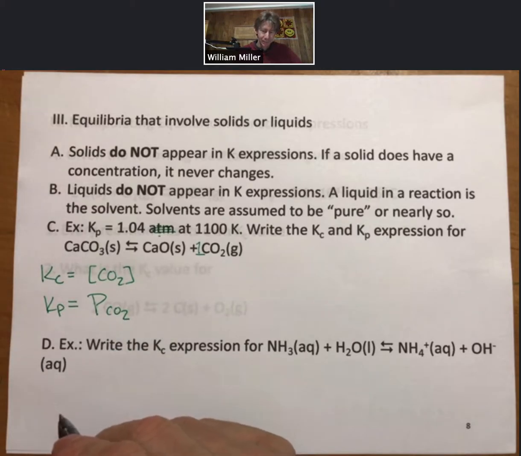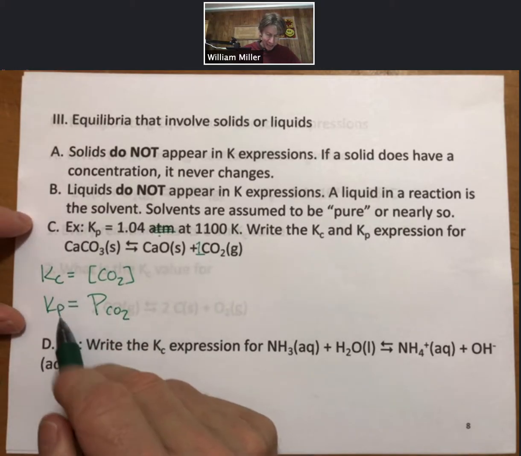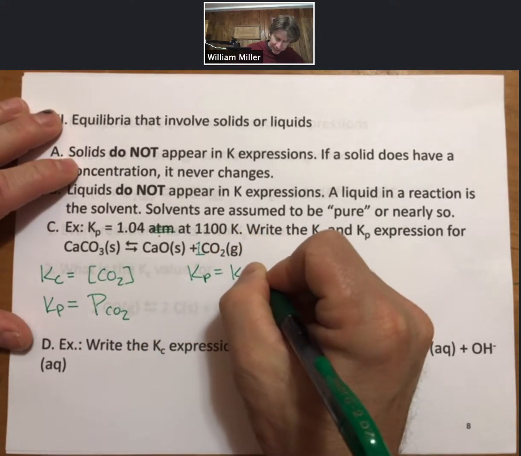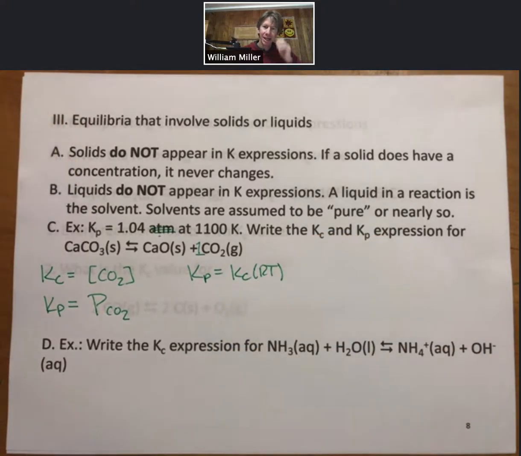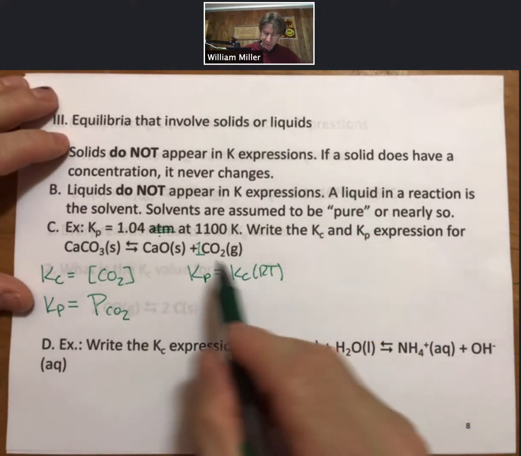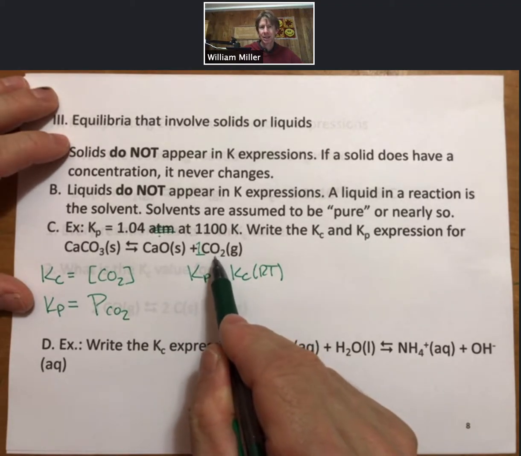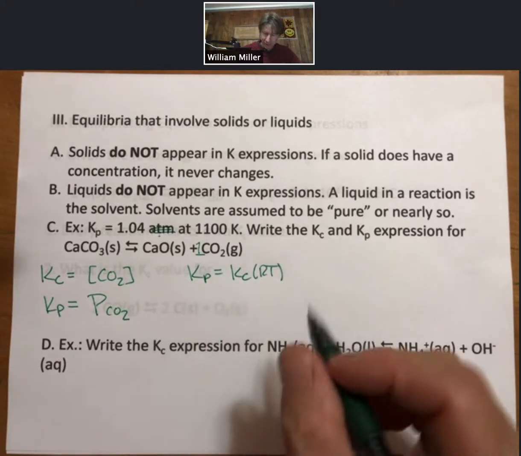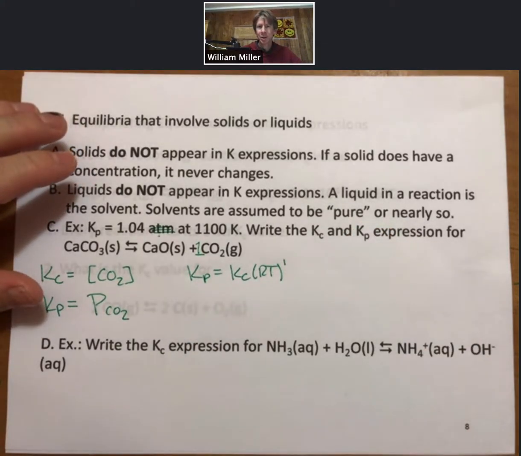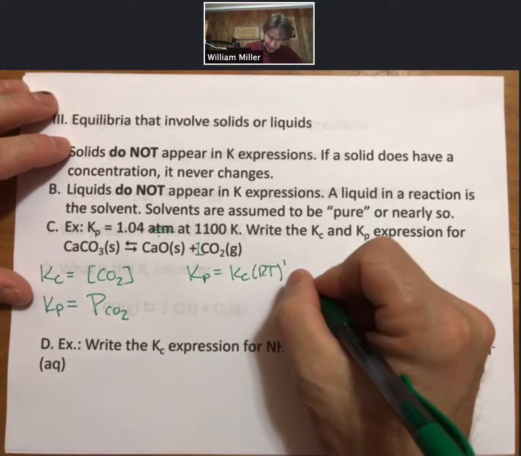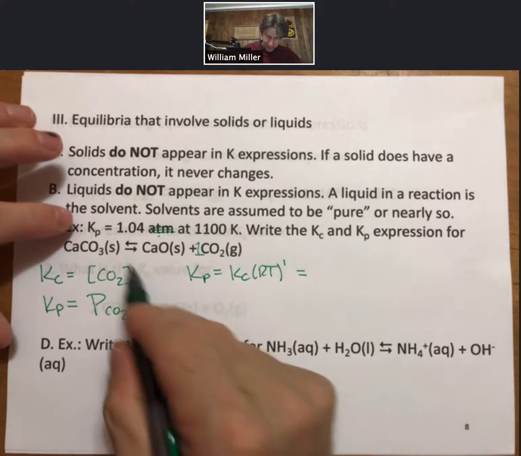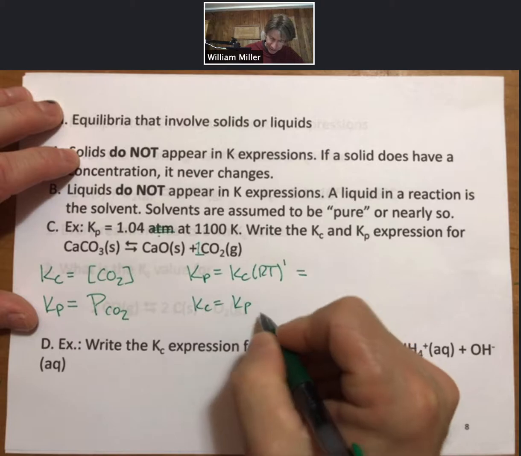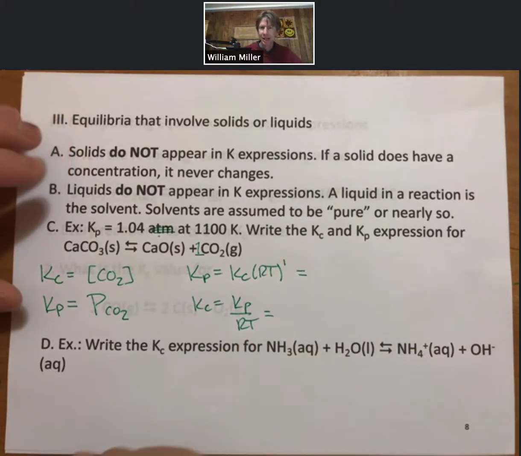And while we're here, let's find the relationship between Kp and Kc. We have that general relationship, Kp equals Kc times RT to the delta n, where delta n is moles of gas on the product side, 1, minus moles of gas on the reactant side, which is 0. So just to the first power. Let's solve this the other way. Kc is Kp over RT in this particular case.